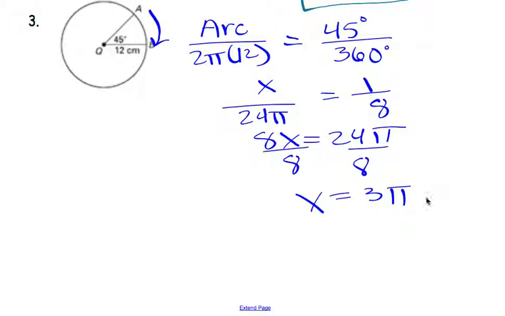X equals 3 pi centimeters, since the radius is in centimeters. And then 3 pi in the calculator, 9.42 centimeters.